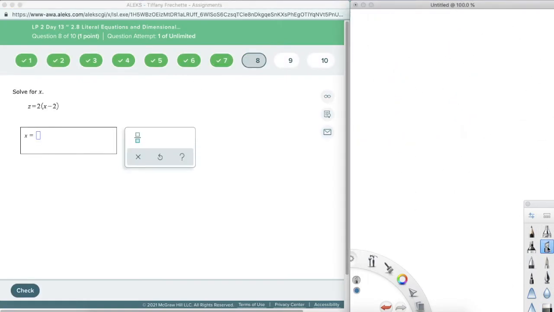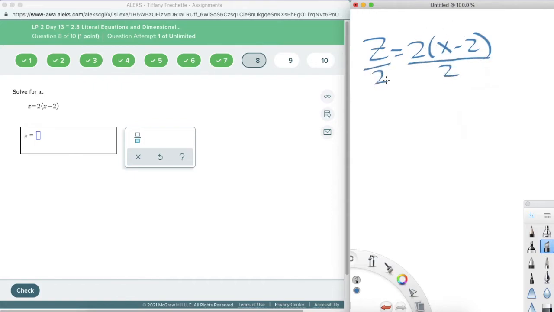Okay, so z equals 2 times x minus 2. So we want to solve for x, this guy. So we need to simplify this. And because I don't really want to distribute this, because I don't want to add anything or put any more onto the x that I'm going to have to move, instead of distributing the 2 like I normally would, I'm actually going to do this divide by 2 step.